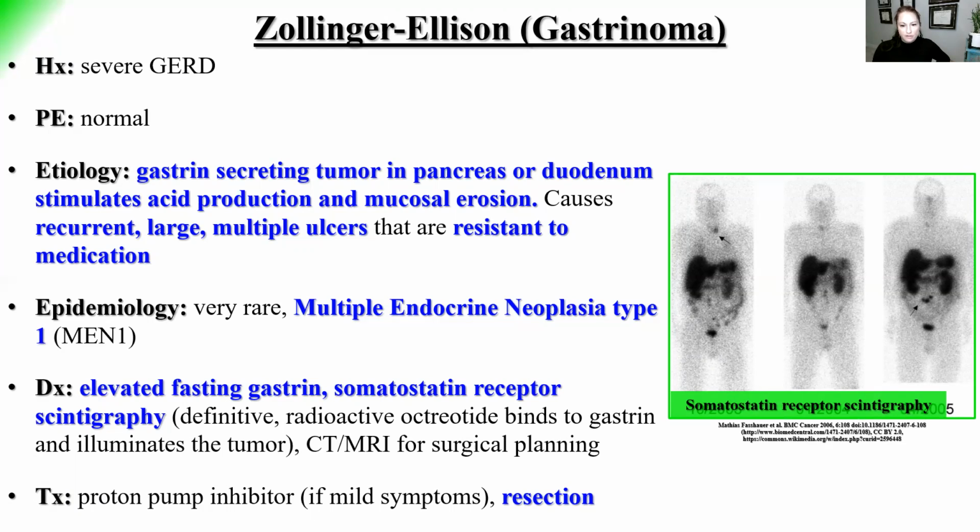What you're looking at in this picture here is called a somatostatin receptor scintigraphy. This is the definitive test for this one. In this one, you have radioactive octreotide that will bind to that gastrin and it lights up the tumor so you can see where it is. CT or MRI is used for planning for surgery to remove it. If it's very mild, and we know that's what it is, you can treat it with a proton pump inhibitor. But typically, because these cause these large recurrent ulcers, you want to resect that tumor.